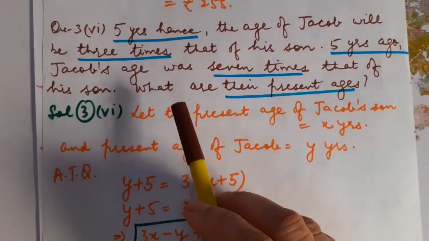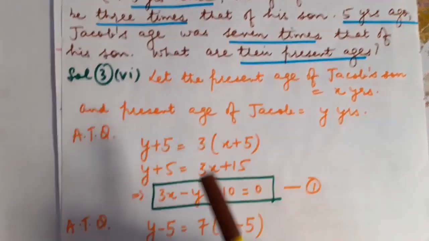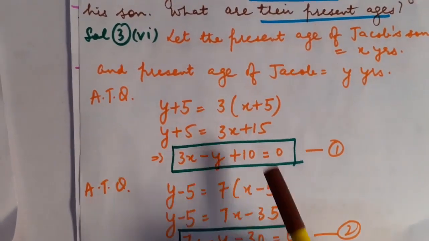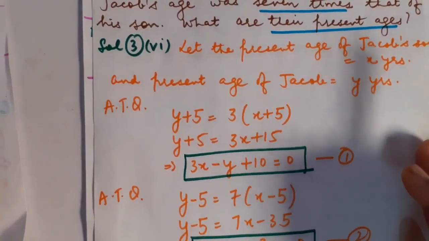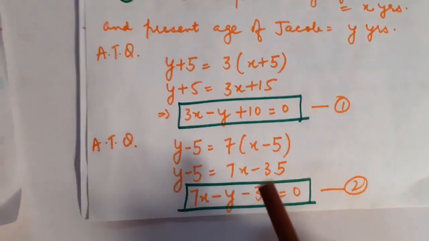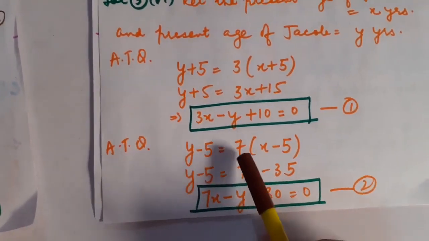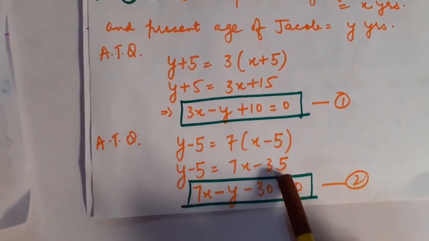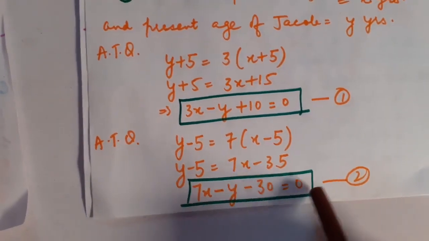What is said in the question? 5 years ago Jacob's age was 7 times. y minus 5 was 7 times. So let us make the age of his son 7 times so that the ages of both the father as well as the son will be equal. So this is y minus 5 is equal to 7 into x, 7x minus 7 5s are 35. So the equation is 7x minus y minus 30 is equal to 0.